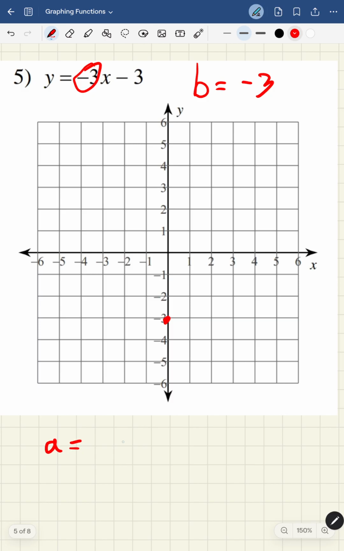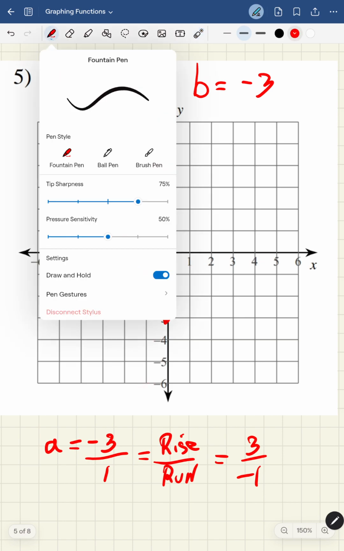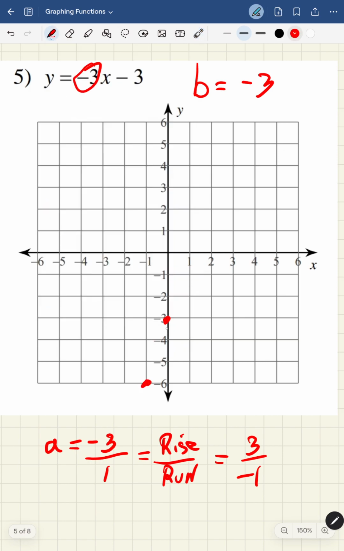a equals -3. But we want a fraction, so let's just put it over 1. So rise over run. I can also say 3 over -1. That's also equal to -3. So can I go down 3? Yeah. So I can go down 3. 1, 2, 3. So here's my point right there. So I went down 3, 1 to the left.